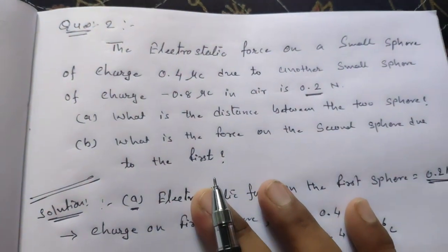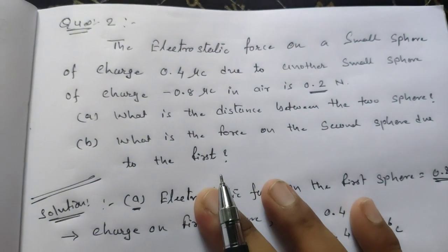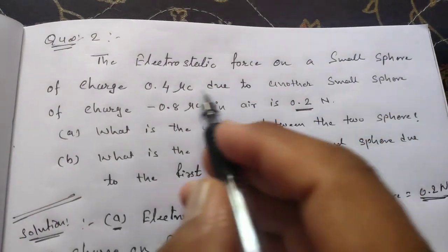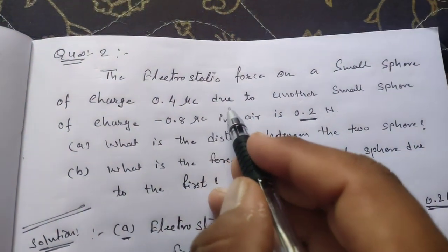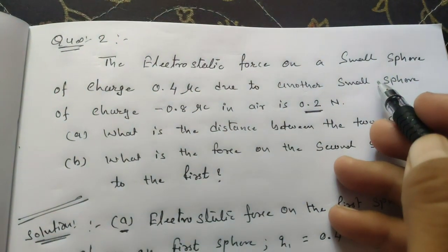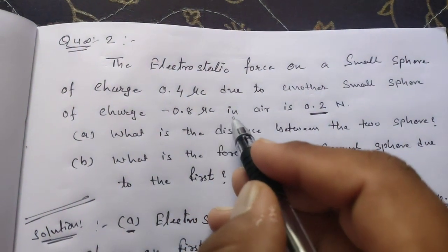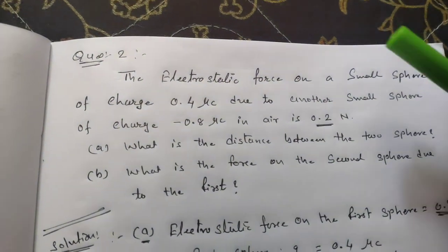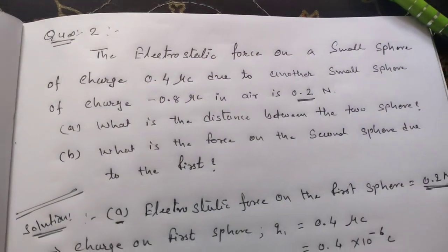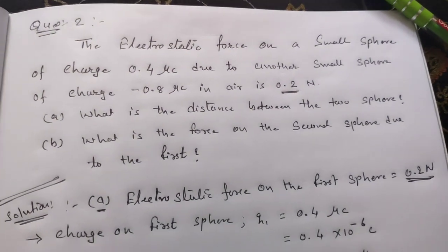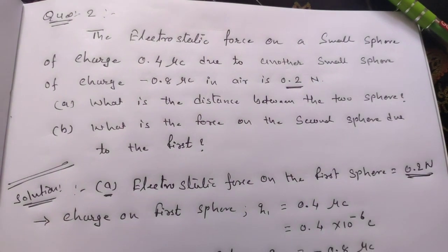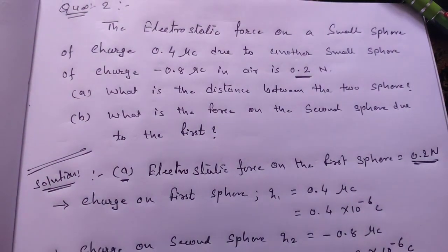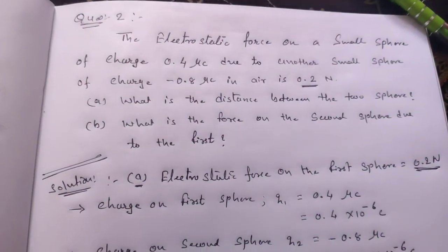Today we are going to see the second numerical of chapter number 1, and the question is: the electrostatic force on a small sphere of charge 0.4 microcoulomb due to another small sphere of charge minus 0.08 microcoulomb in air is 0.2 Newton. So here we have two questions. First question is, what is the distance between the two spheres, and the second one is, what is the force on the second sphere due to the first. So let us see how to solve both of these questions.